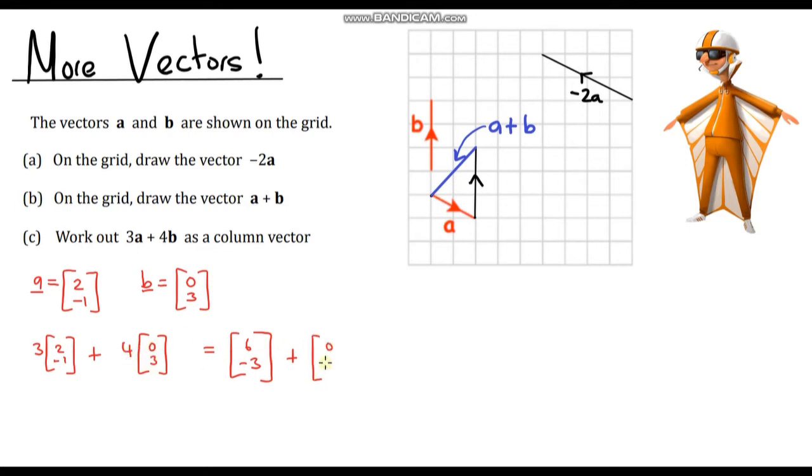4 times 3 is 12. And now we have 3a and 4b, we just need to add these 2 vectors together. So our resulting vector will be 6 plus 0, which is 6, and then negative 3 plus 12, which is 9. So this here is our final answer.